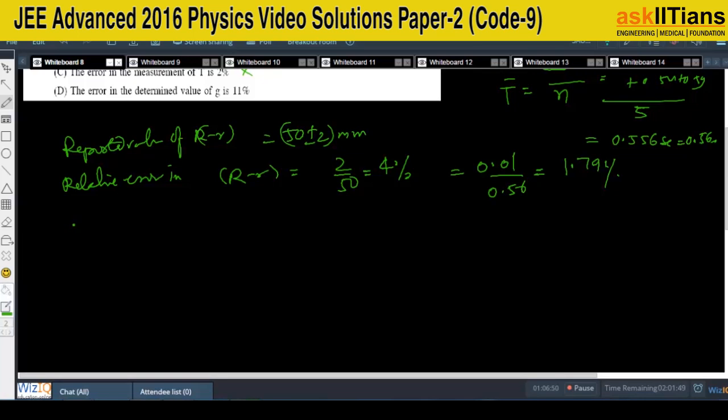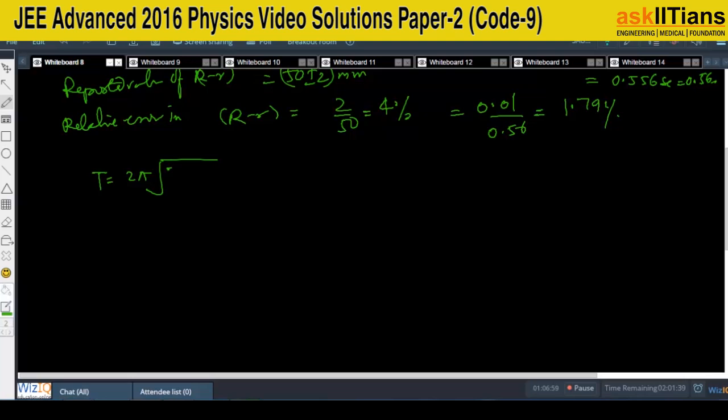Now for option D we will check the relative error in gravity. We know that T is equal to 2 pi under root of 7 (R minus r) upon 5 g. So calculating the relative change in error of gravity, from this relation we can calculate that delta T by T is equal to delta (R minus r) divided by (R minus r) plus delta g by g.